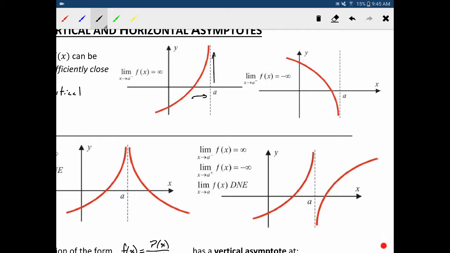And similarly, we can do it downwards if it's a decreasing one. So we get as close as we want to negative infinity just by getting closer and closer to a. Okay, but we'll never actually reach that value, obviously.